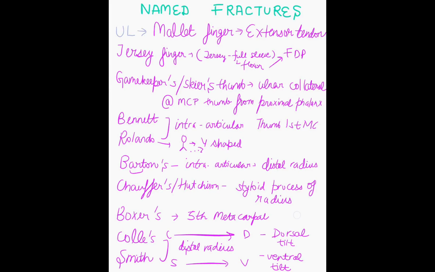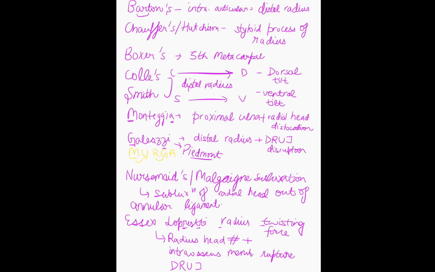Colles, C is next followed by D. So Colles is dorsal tilt and Smith is ventral tilt. These both are distal radius fractures. Colles is dorsal; Smith is also known as reverse Colles and it is ventral tilt.